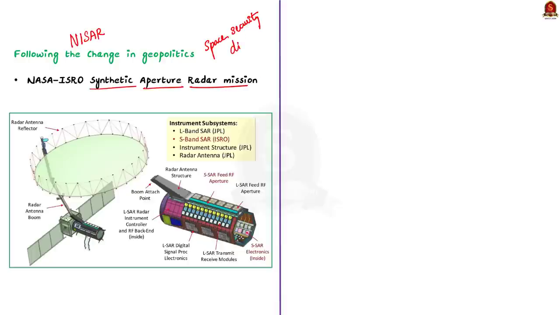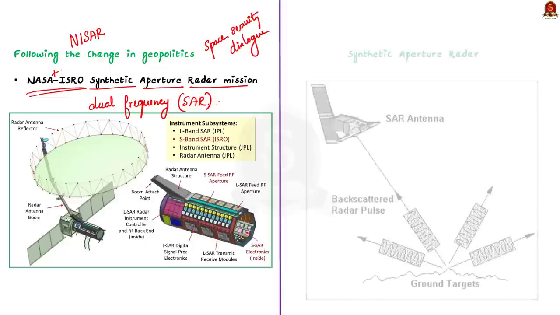It is a joint project between NASA and ISRO to co-develop and launch a dual frequency synthetic aperture radar on an Earth observation satellite. Now, what is this synthetic aperture radar? See, it is abbreviated as SAR, S-A-R. It is an emerging technology in remote sensing.